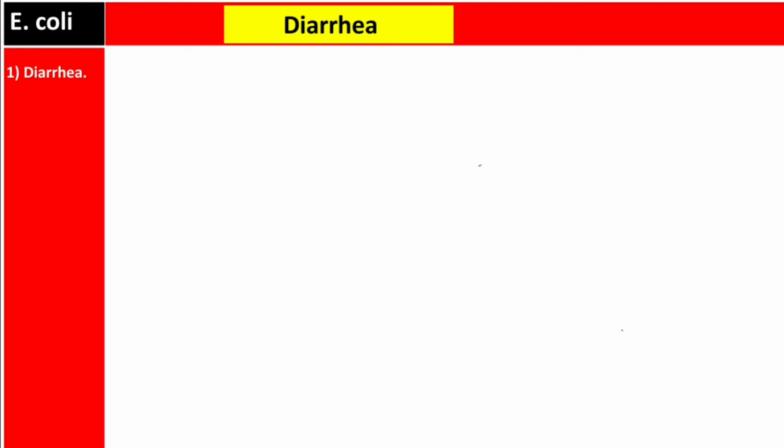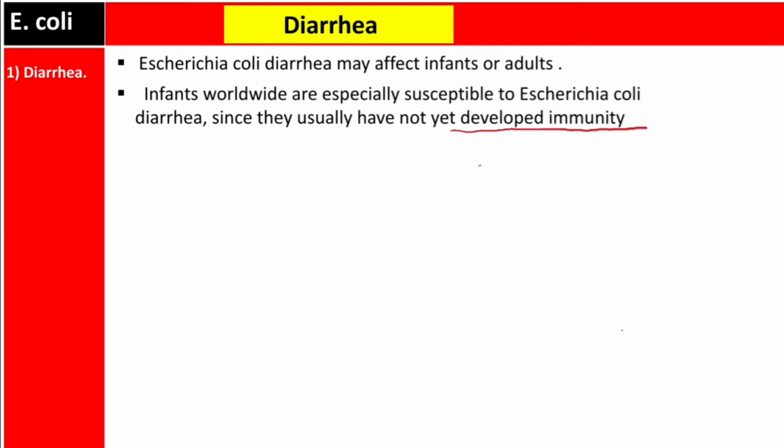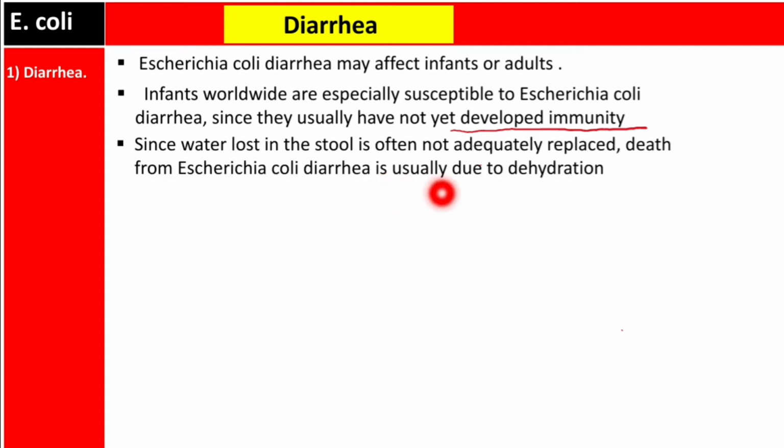E. coli diarrhea may affect both infants and adults. The infants worldwide are especially susceptible to E. coli diarrhea since they usually have not yet developed immunity. Since water lost in the stool is often not adequately replaced, death from E. coli diarrhea is usually due to dehydration, more like cholera. About 5 million children die yearly from this infection.